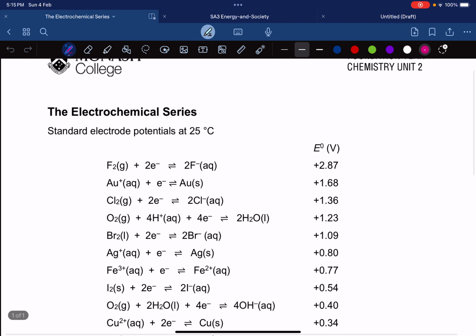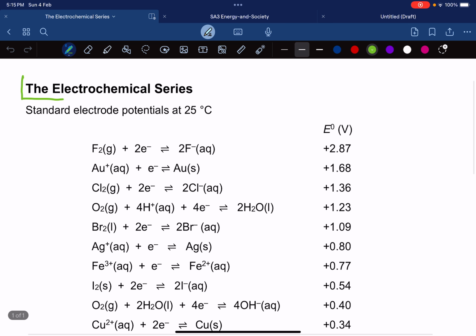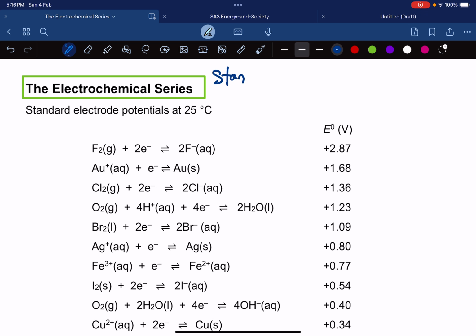Okay, now this is called the electrochemical series. If you see over here, this is called the electrochemical series. So this is what you guys memorize in high school, but this is actually called the standard reduction potential table. Okay, standard reduction potential table.